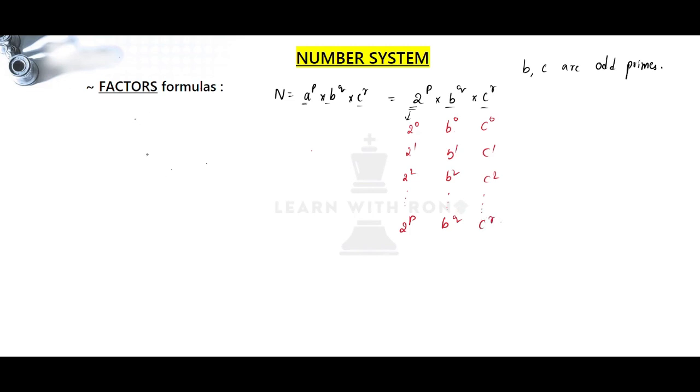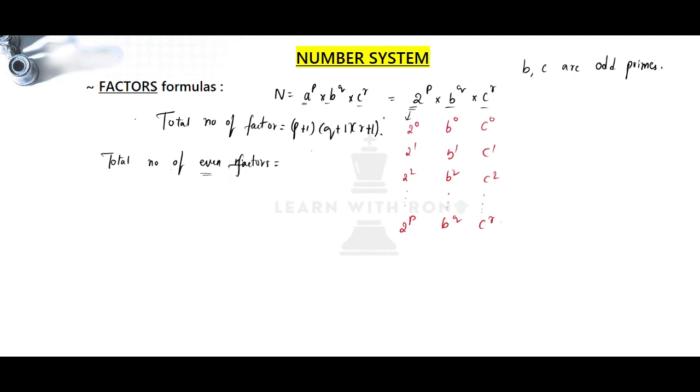Now I want to find the total number of even factors. As you already know how to find the total number of factors, right? We just saw in the previous slide. How do you find the total number of factors here? (p plus 1) multiplied with (q plus 1) multiplied with (r plus 1). But now I want the total number of even factors.